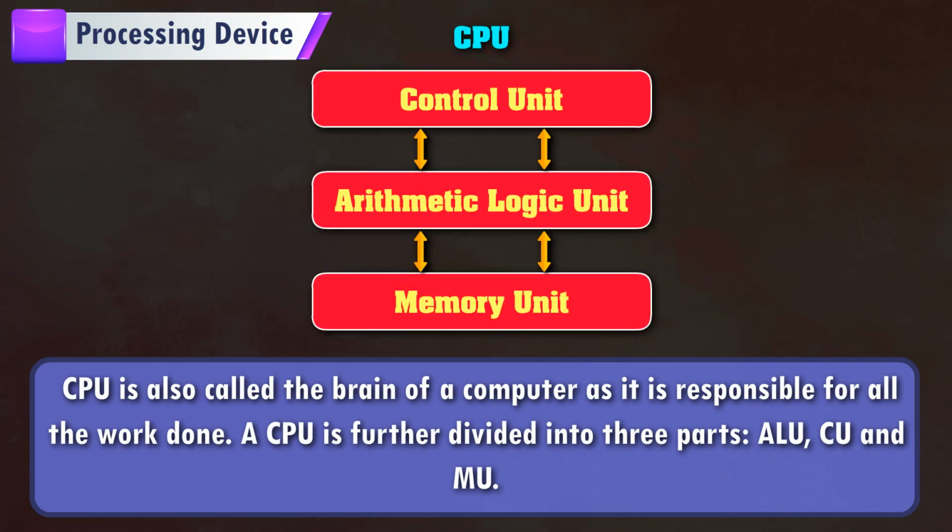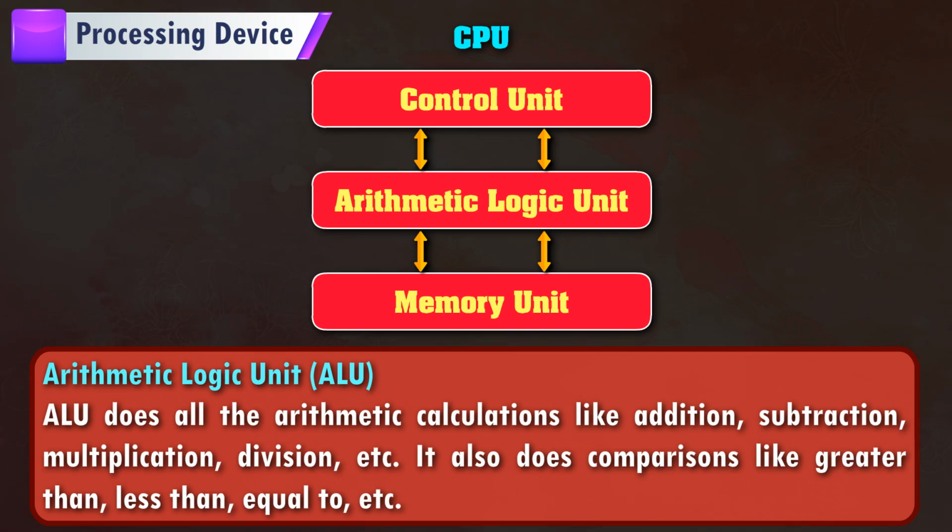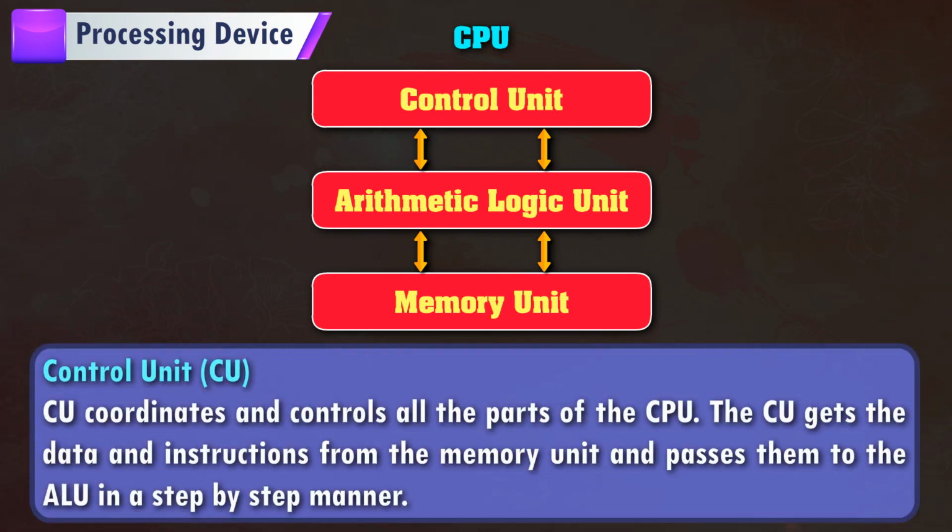A CPU is further divided into three parts: ALU, CU, and MU. Arithmetic Logic Unit, ALU. ALU does all the arithmetic calculations like addition, subtraction, multiplication, division, etc. It also does comparisons like greater than, less than, equal to, etc.